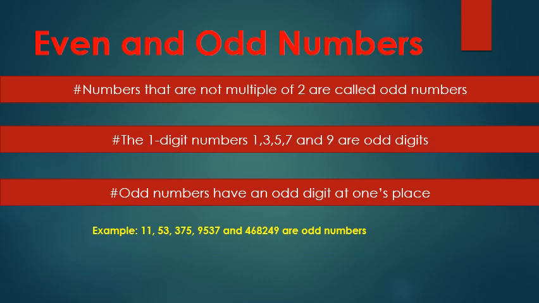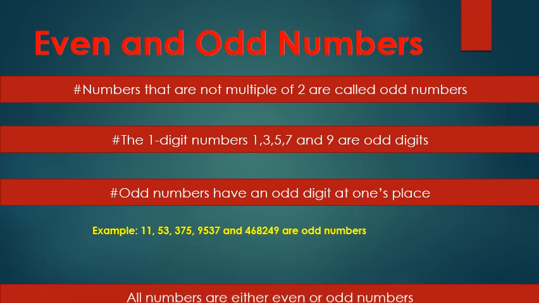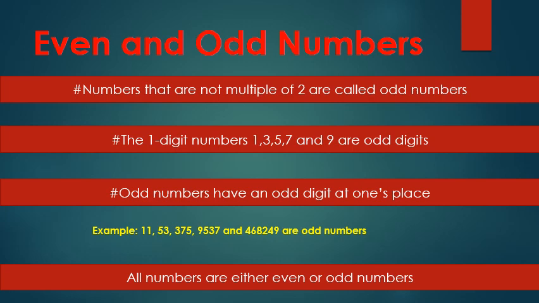For example, in number 11, there is digit 1 at one's place. In number 53, 3 digit is there at one's place. In number 375, we have 5 at one's place. In number 9537, we have 7 at one's place. And in number 4,68,249, we have 9 at one's place. So, numbers 11, 53, 375, 9,537 and 4,68,249 are odd numbers. So we can say all the numbers are either even or odd numbers.